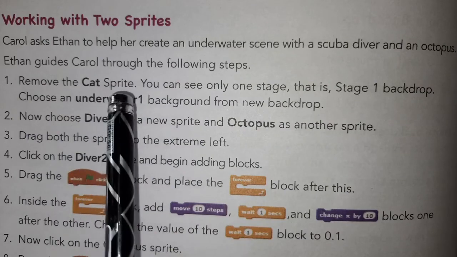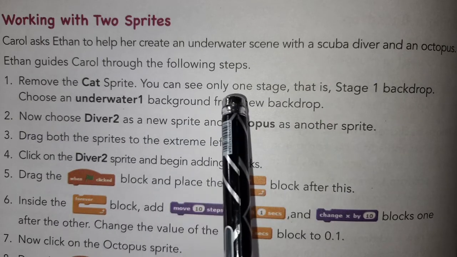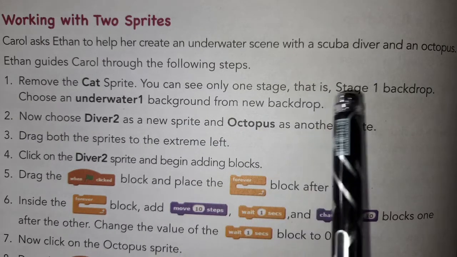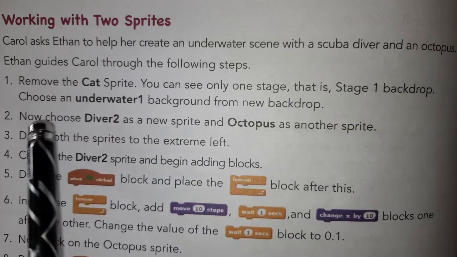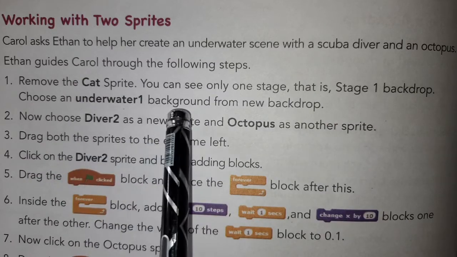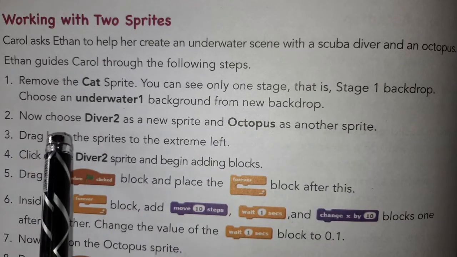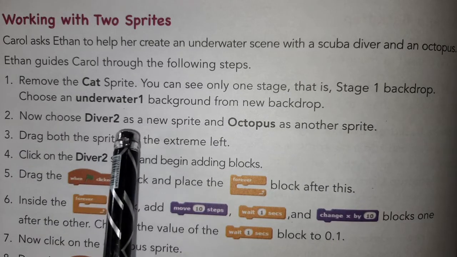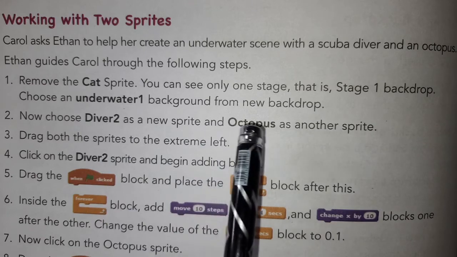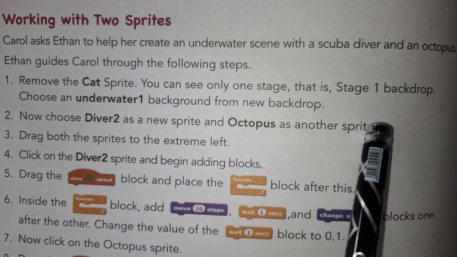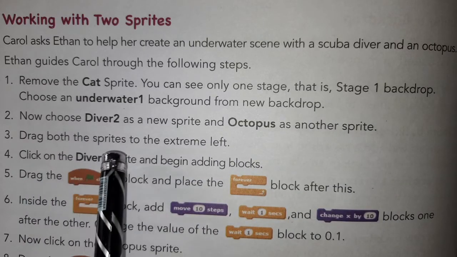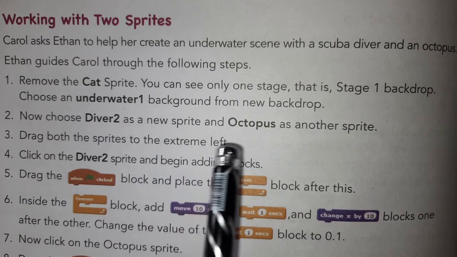Remove the cat sprite. You can see only one stage. This is stage 1 backdrop. Choose an underwater background from new backdrop. Now choose Diver 2 as a new sprite and Octopus as another sprite. Drag both the sprites to the extreme left.